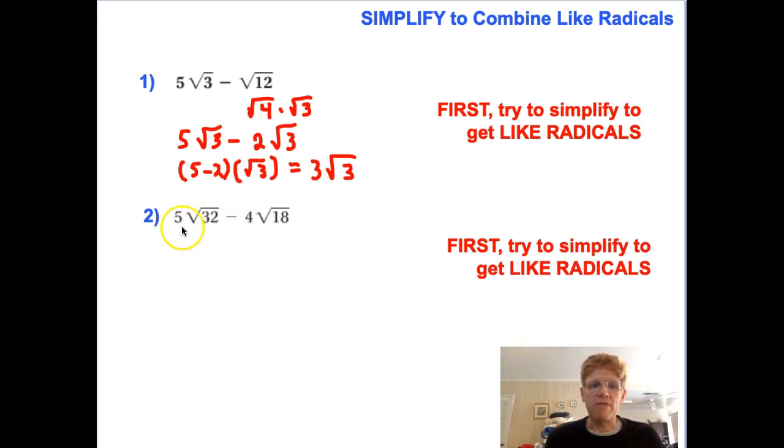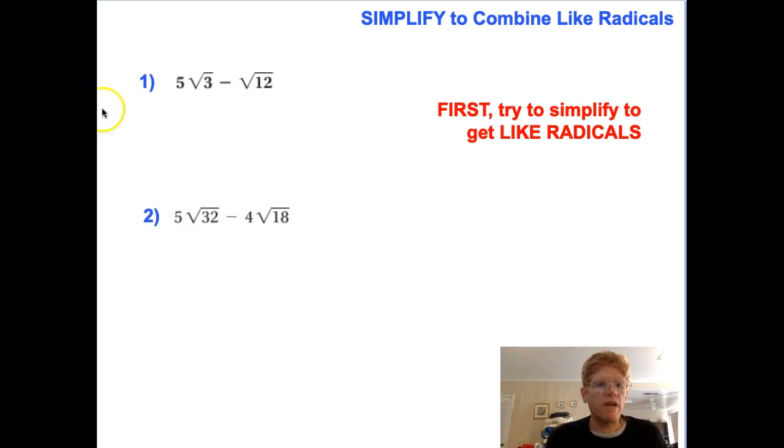Once again, we've got 5 square root of 32 minus 4 square root of 18. And these two are not the same. They are unlike radicals. So we're going to try to find a way to simplify to get like radicals. So I've cleared out some space. And the first thing we're going to do is look for our factors of 32 and of 18.